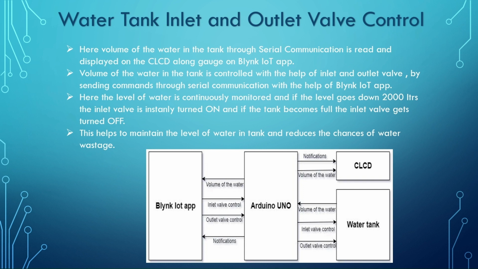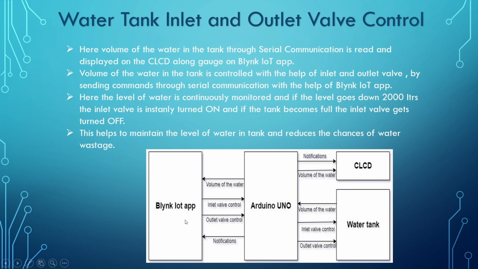This diagram here is of the system. It contains Blynk IoT application, Arduino Uno board, CLCD, and water tank. The volume of the water is read from the water tank, and that information is passed to Arduino Uno and then to the Blynk IoT application.